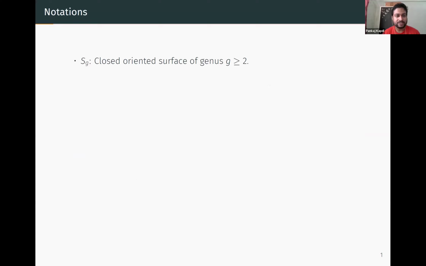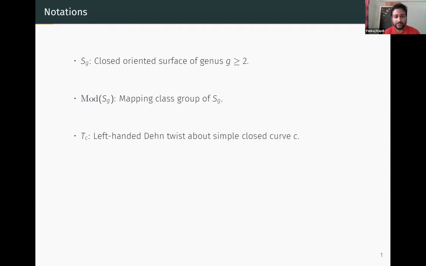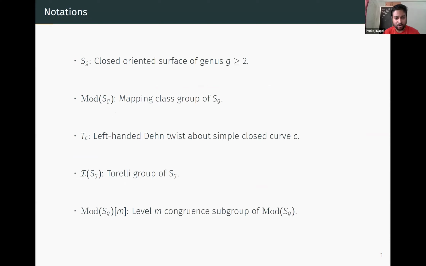S_g will denote a closed orientable surface of genus at least 2. Mod(S_g) is the mapping class group of the surface S_g, which is the group of isotopy classes of orientation preserving homeomorphisms of the surface. T_c will denote a left-handed Dehn twist about a simple closed curve c. I(S_g) will denote the Torelli group of S_g, and Mod(S_g)[m] will be the level m congruence subgroup of Mod(S_g). I'll define these two subgroups later on.